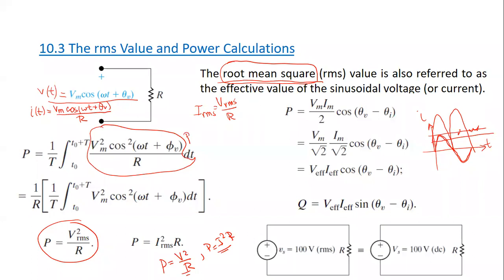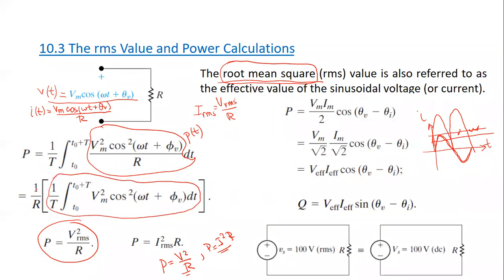This expression is p(t), the instantaneous power. I'm integrating it over one period and dividing by that period, so it will be the average or real power. Since R is constant, I can take it out of the integral sign.